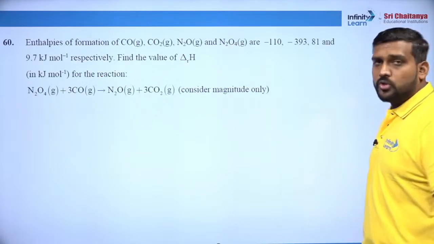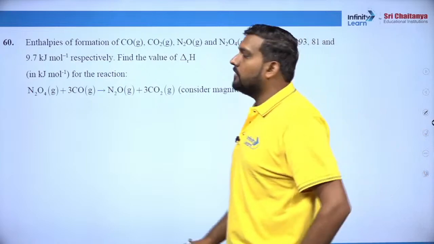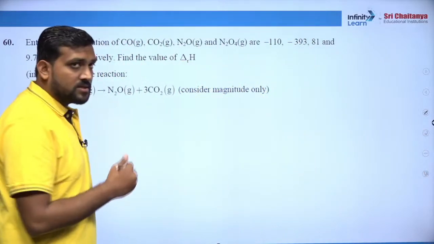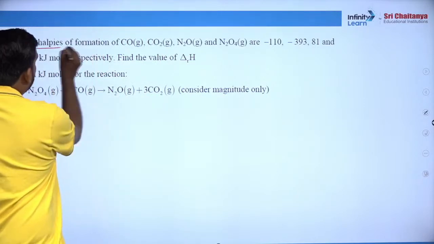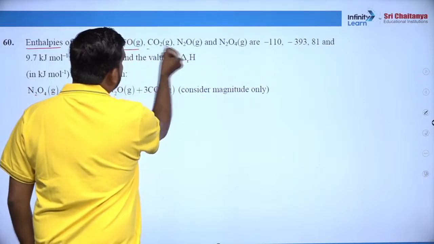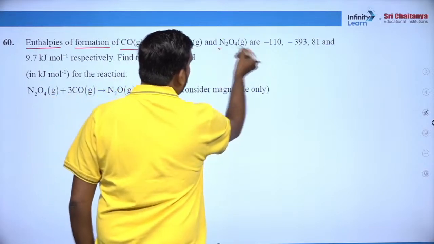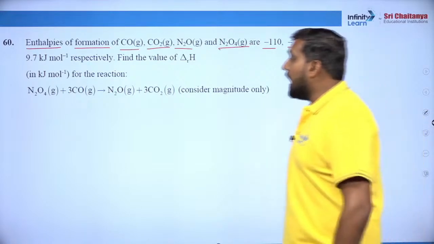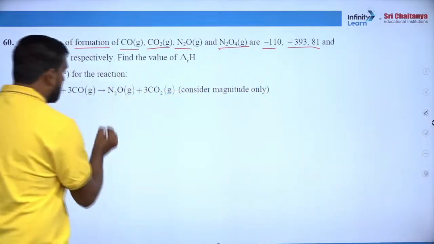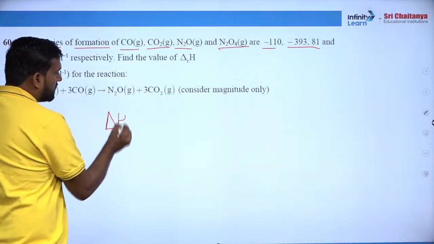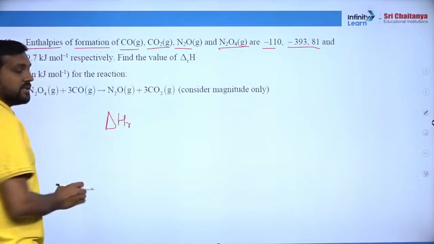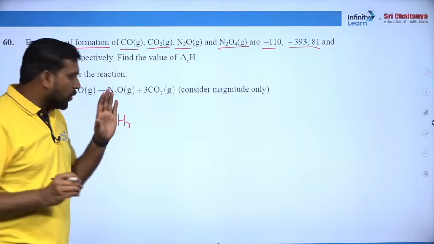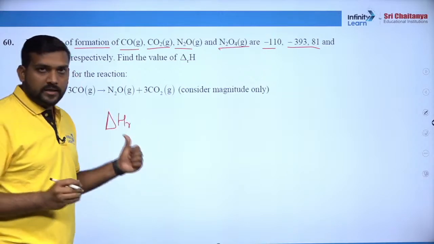Going to the last question of the day, and after this we will finish the chemistry paper discussion. The enthalpies of formation of CO, CO2, N2O and N2O4 gases are given respectively. Find the value of delta rH. How do we calculate this? Delta rH, the reaction enthalpy, can be calculated as product enthalpies minus the reactant enthalpies.